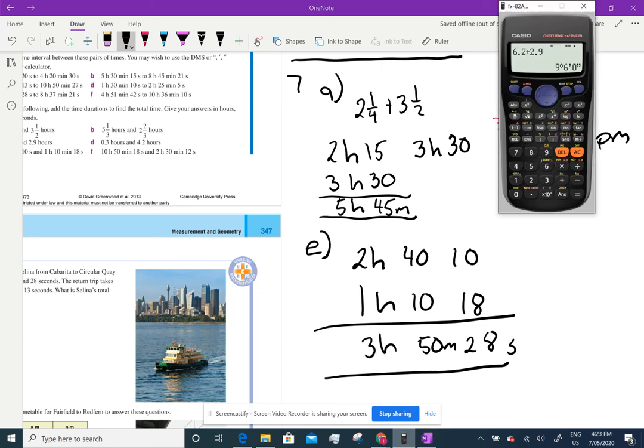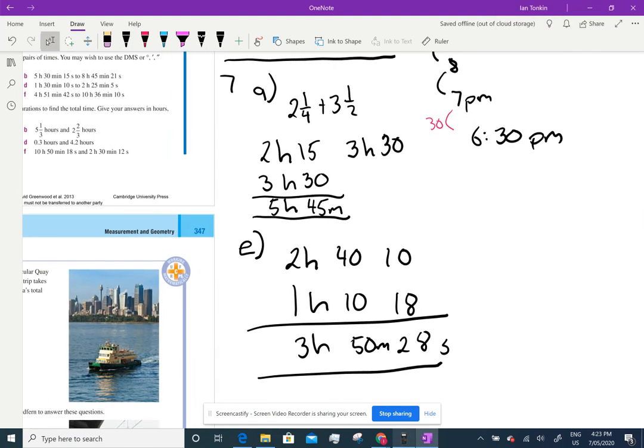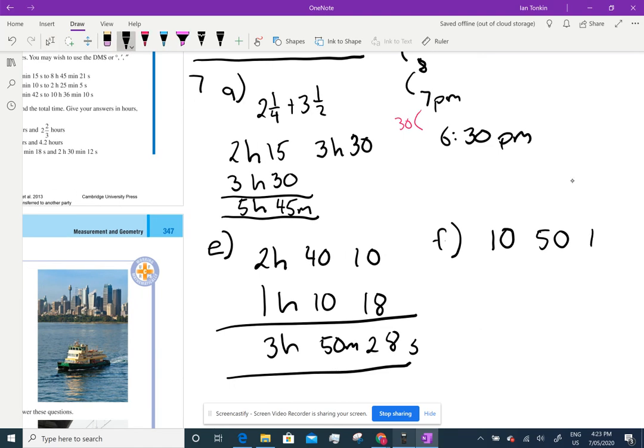But I can do it on my calculator. Watch this. 2 hours, 40 minutes and 10 seconds plus 1 hour, not 110, 10 minutes and 18 seconds. And there you get that. The reason it gets more difficult is if you have to go above 60, because I reckon that F's going to be going above 60. So I've got 10 hours, 50 minutes and 18 seconds.